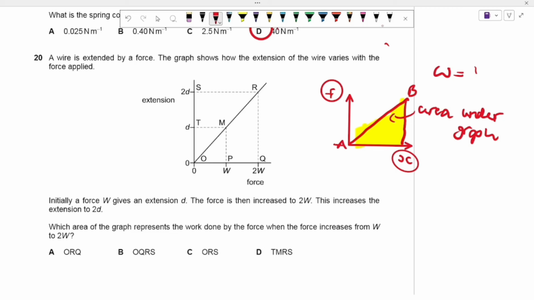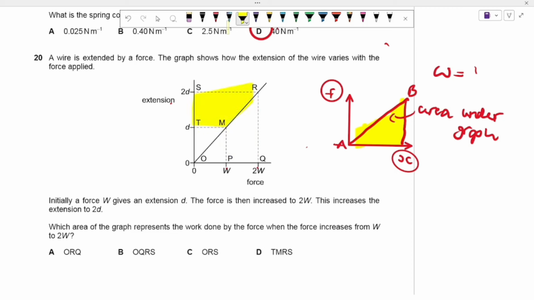Ideally we're supposed to have a graph of force against extension, but here we have a graph of extension on the y-axis against force on the x-axis. But basically it just has to be the same. The work done in increasing from W to 2W has to be the area underneath this graph. So you're not going to shade this region, that's not going to work. What you're going to do is shade the actual region that we want, which is this region over here.